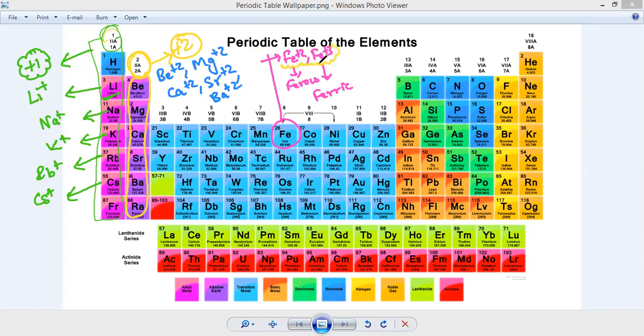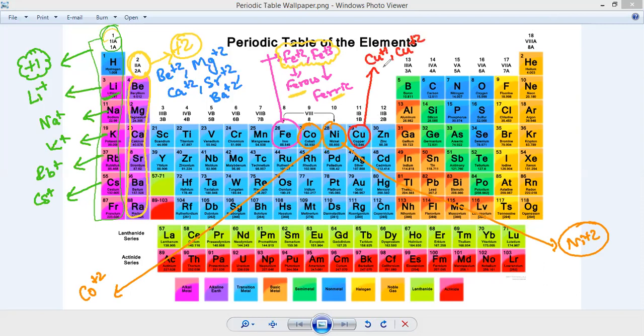I was saying iron has two valencies, Fe+2 and Fe+3. Fe+2 is ferrous, Fe+3 is ferric. Similarly, cobalt is going to have a valency of +2. Nickel is also going to have a valency of +2. And copper is going to have valencies of +1 and +2. So it is cuprous and cupric.